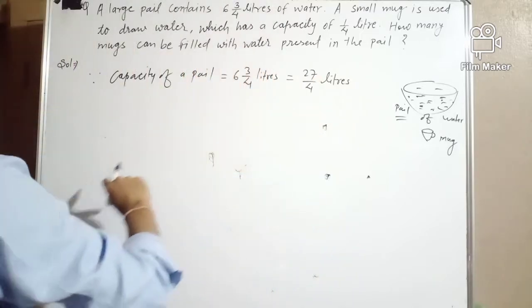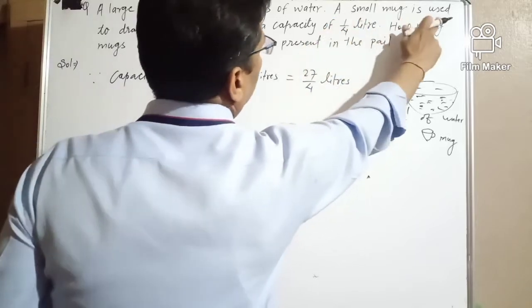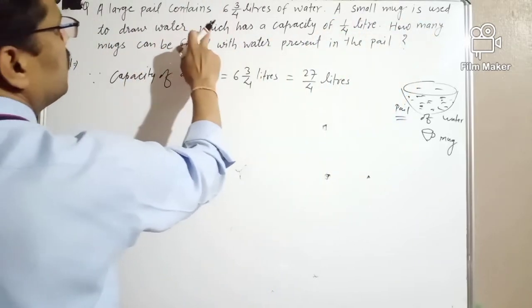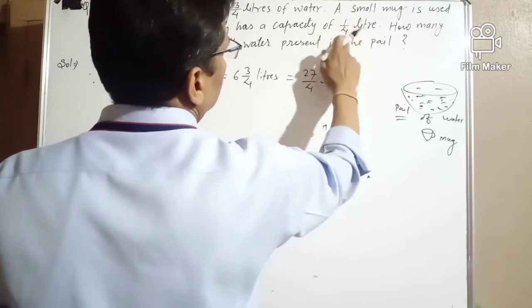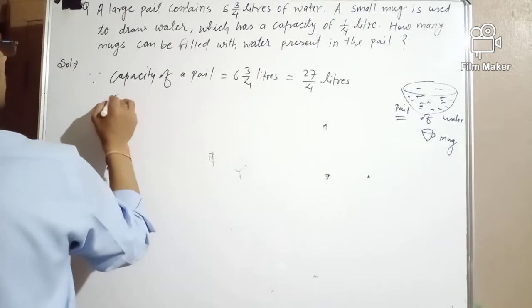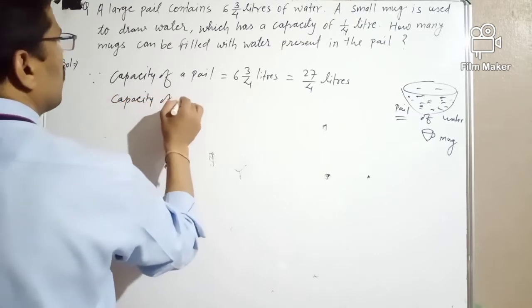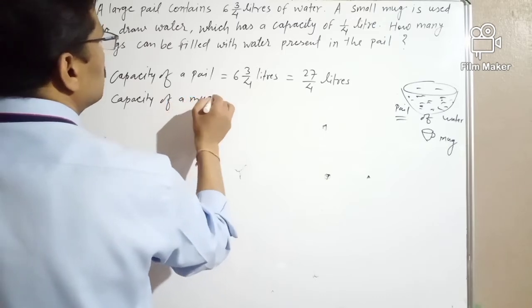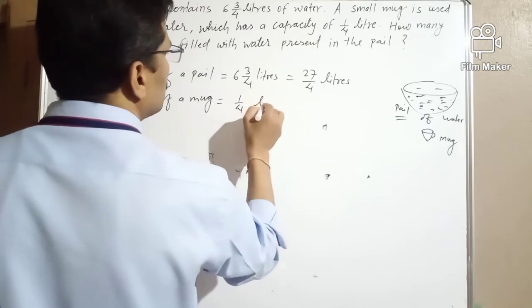Now what is the capacity of the mug? A small mug is used to draw water which has a capacity of 1 upon 4 liters. This is the capacity of the mug. So we can write here, capacity of a mug: 1 upon 4 liter.